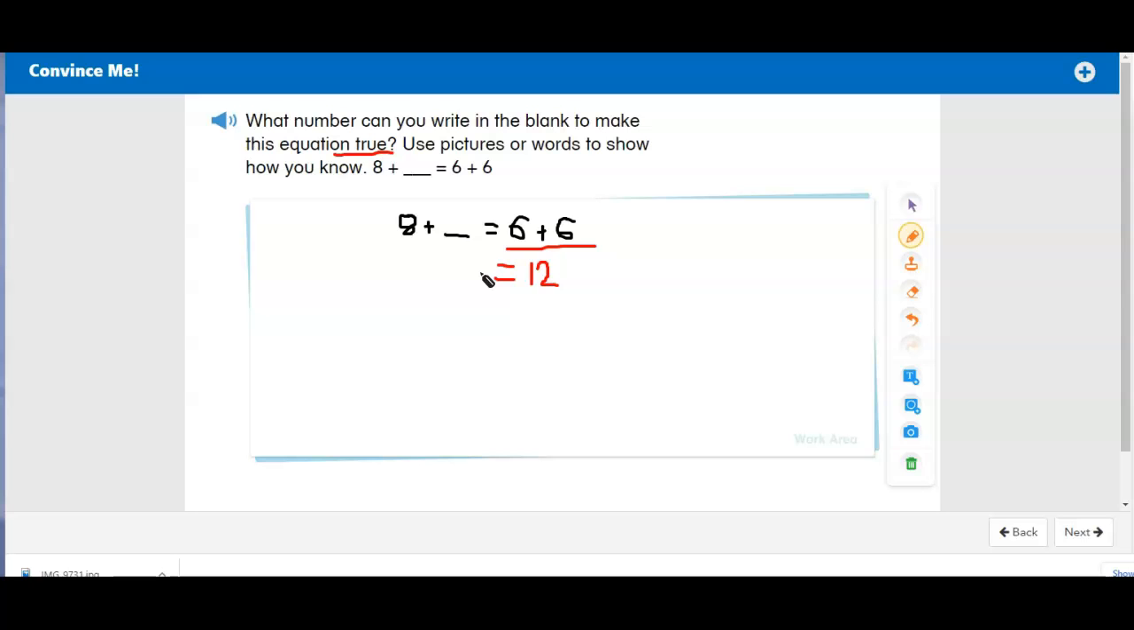And you can use pictures, words, or any other methods you would like to use. For this problem, this is just how Mrs. Collier is solving it. But if you want to use a different method or draw a picture, you can also do that. Well, let's think. 8 plus blank equals 12.